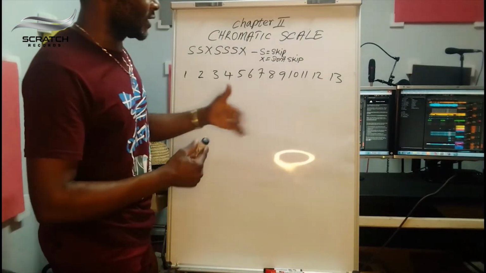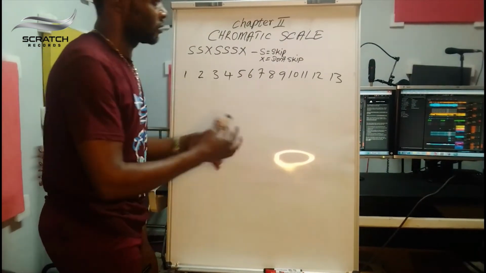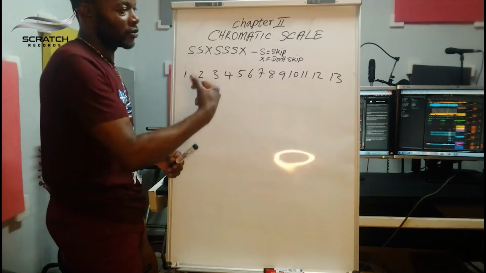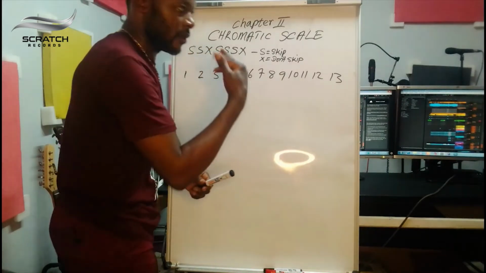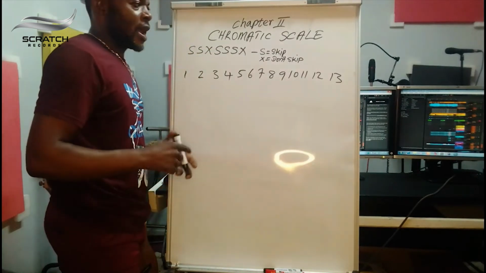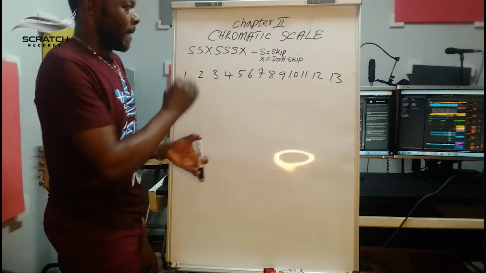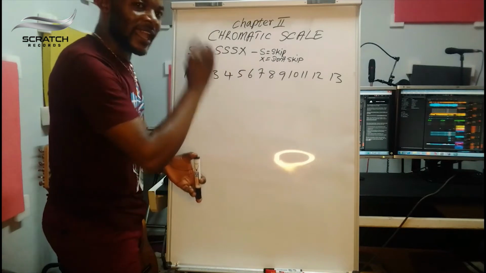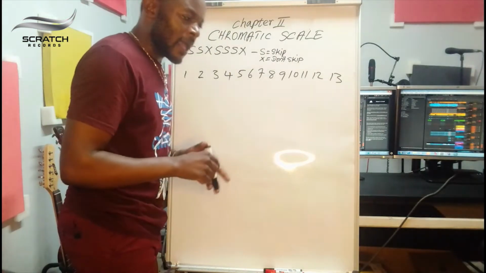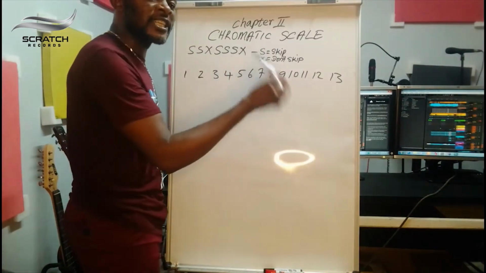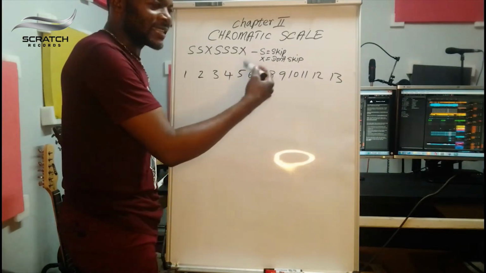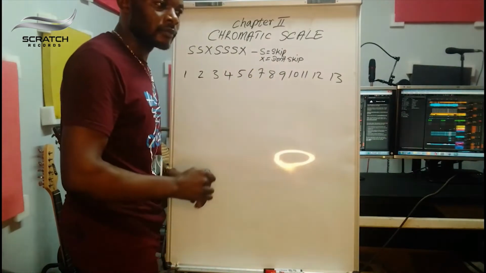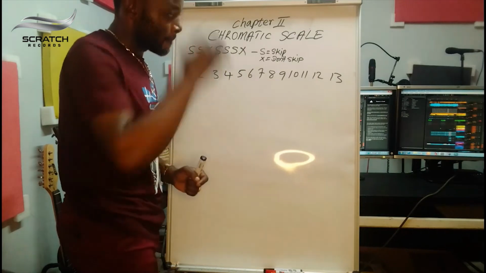So I think it's more visible now. I've brought the formula below so that it can be clear for our viewers. You see, the formula is S S X S S S X, and S stands for skip, and X stands for do not skip. As simple as that.